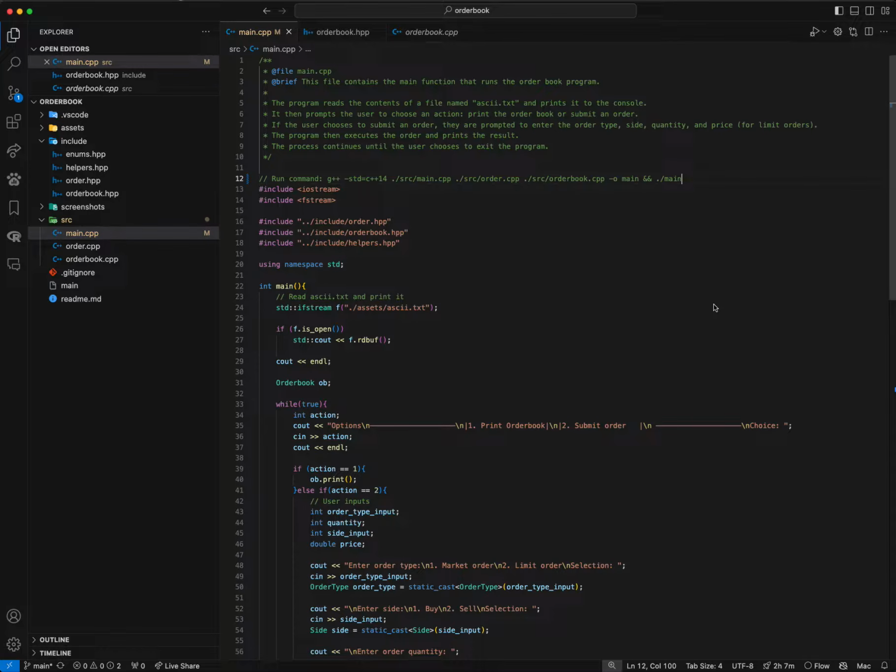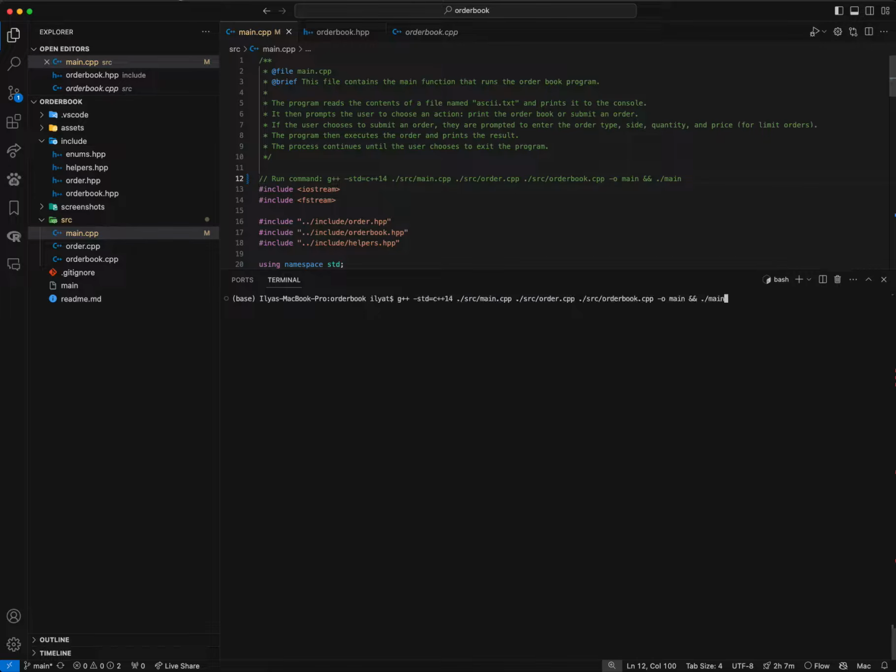So let's move on to the actual demo. I will begin by compiling and running my program. We are greeted with a screen here, which allows us to print and submit orders. So let's first print the order book.